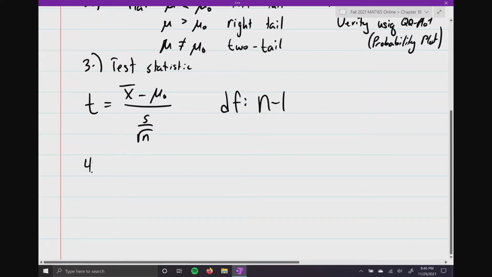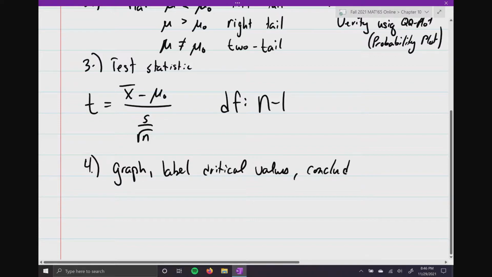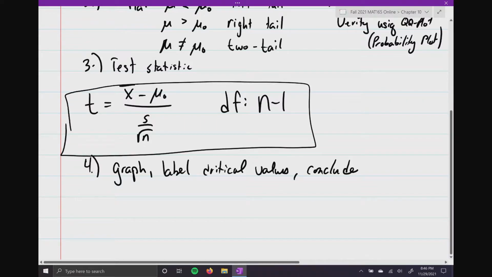So when you find your test statistic, all right, you go ahead and graph, label critical values, and you conclude. You got to be really careful because you cannot use those Z tables or those Z values that we're really accustomed to because our T test statistic changes. We got to go with the degrees of freedom because that is going to dictate what our graph actually looks like. Okay?